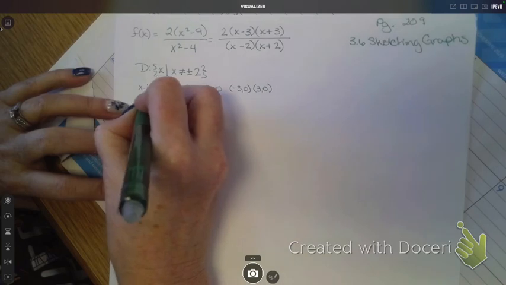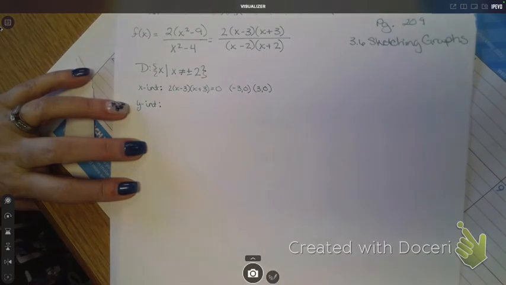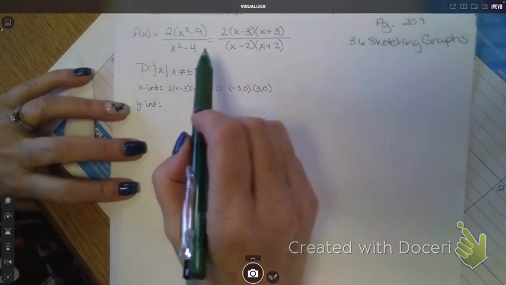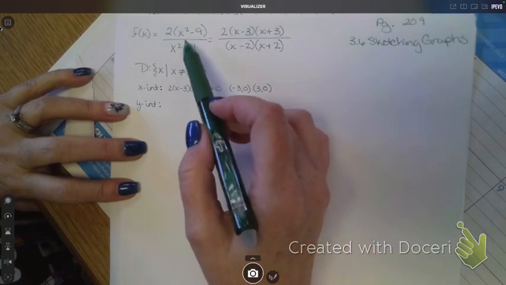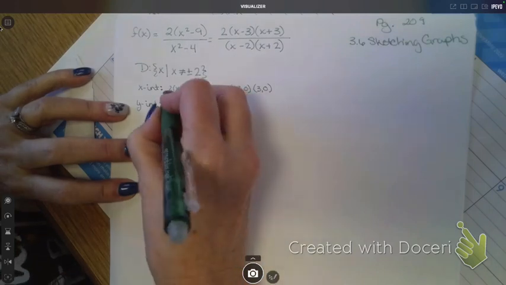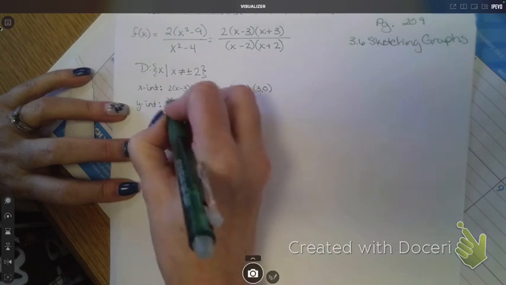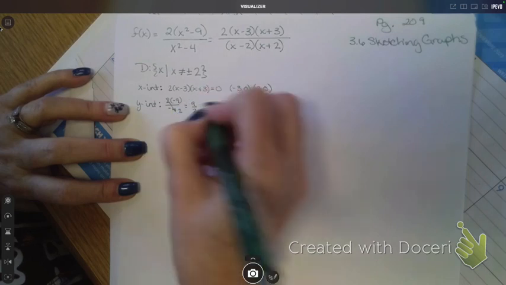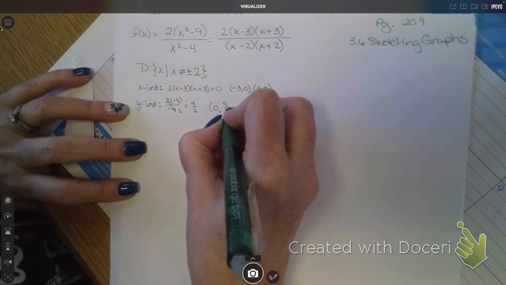So y-intercepts. Set all the x's to 0. Okay, all the x's to 0, and I think it's easier to come back to the original. Most of the things we do are with the simplified, but I think it's easier to come back to the original. So it would be 2 times negative 9 over negative 4. So 9 halves. Okay, so 0, 9 halves.